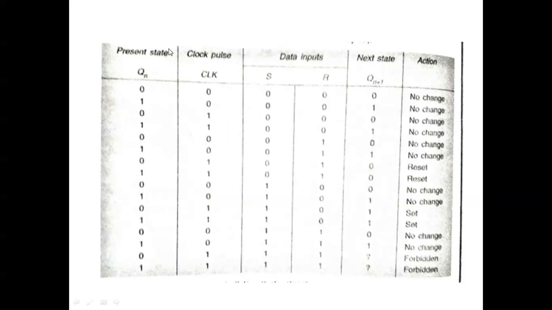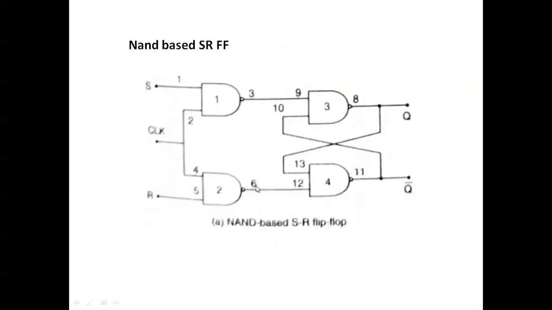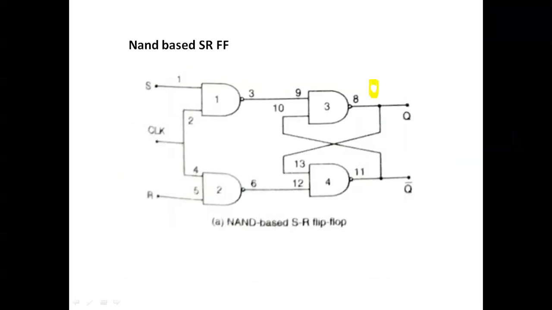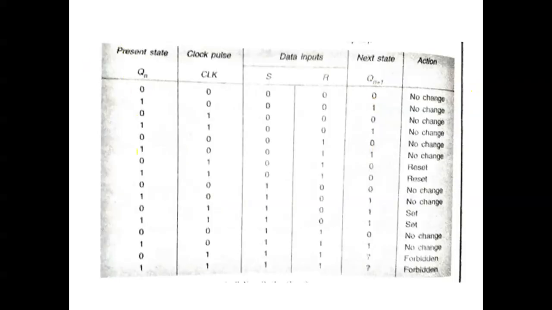So this one is the state table. So present state and next state are there. So it is a state table. So clock and present state, we know that. So this is the place for the present state, and this is the place for the next state. So present state values are given, then clock values are given.